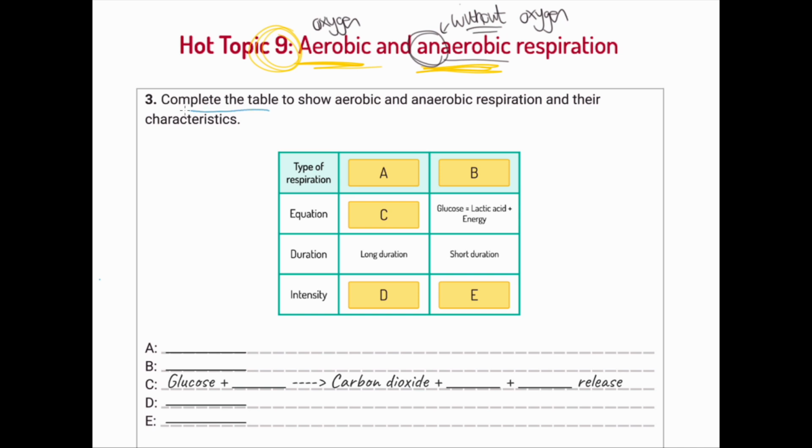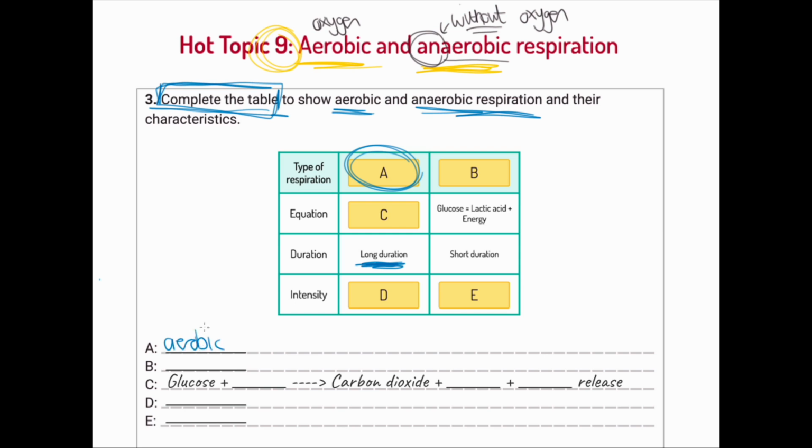So we are now completing the table, showing aerobic and anaerobic respiration. So let's have a look. Starting here, type of respiration. Let's see the clues here. Long duration. If it is long duration, it's got to have oxygen. Aerobic respiration is something you do all the time. You are getting that energy to your muscles through the oxygen. It's not going above and beyond. It's just your normal practice. So long duration is aerobic.